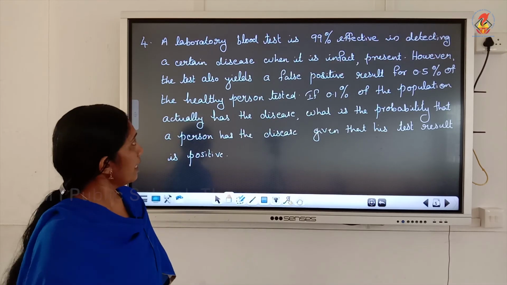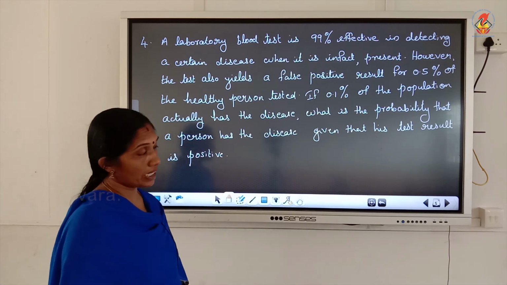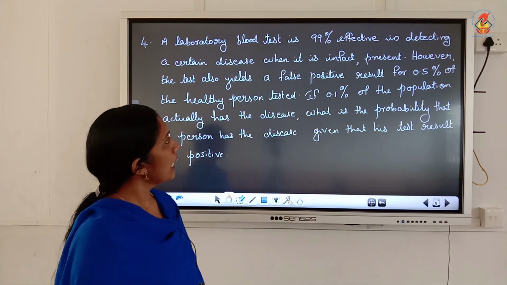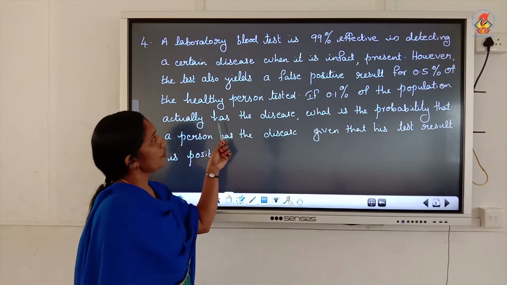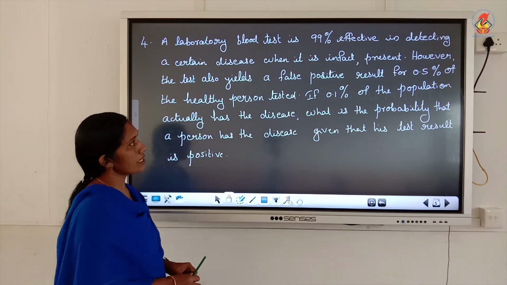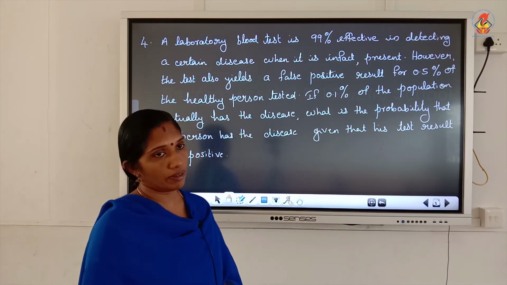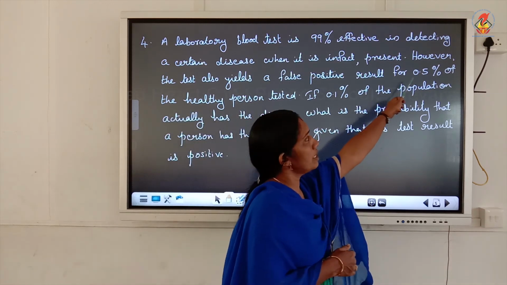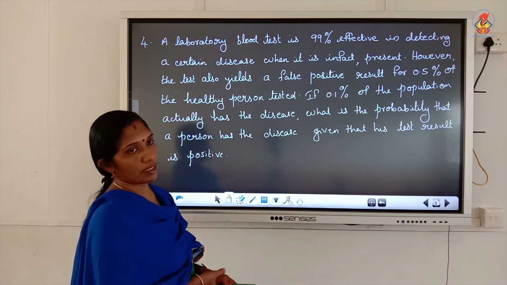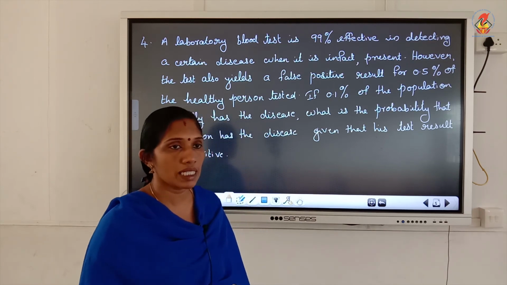Okay. Once again you read. A laboratory blood test is 99% effective in detecting a certain disease when it is in fact present. Now, but the test also yields a false positive result for 0.5% of the healthy person tested. That is, when a healthy person is tested, there is a chance for a positive result. That is how much the probability is, 0.5 percentage, that is 0.5 by 100 or 5 by 1000. That much is the probability that a healthy person when tested gives a positive result.